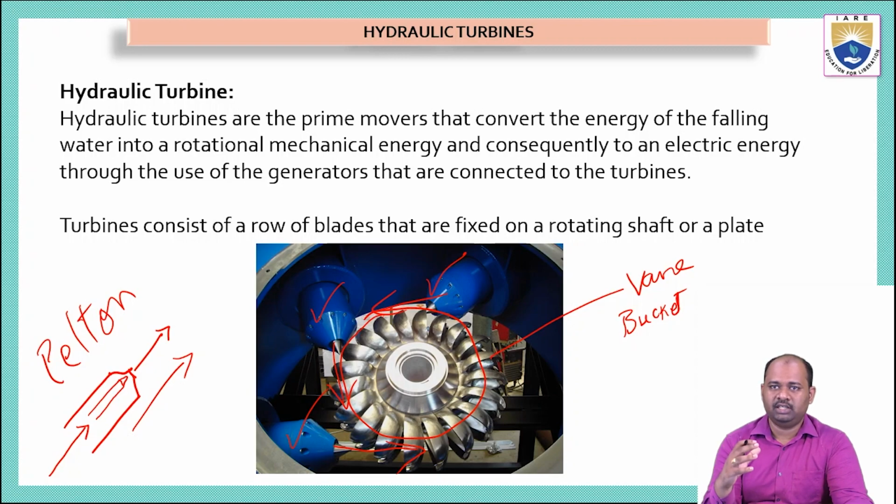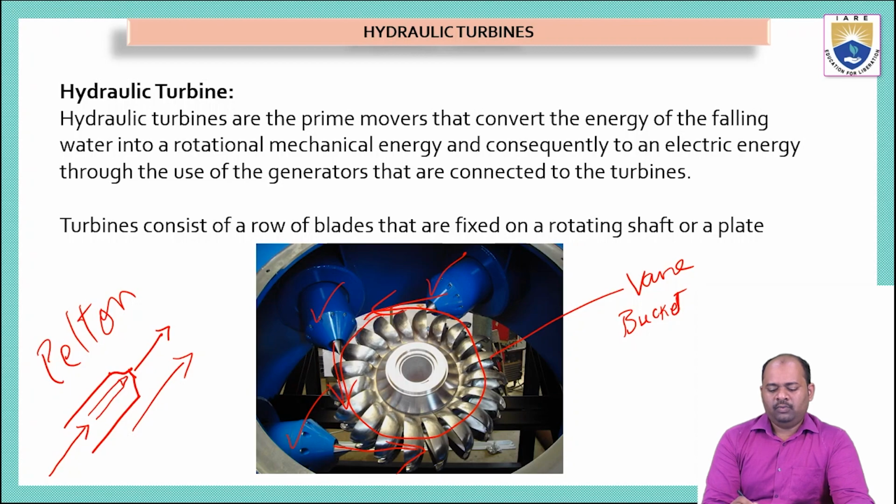So everything is placed in circular motion, and we are forcing the water to touch the plates in tangential direction. So this will make the turbine wheel rotate in clockwise or anti-clockwise direction, depending on the arrangement of the nozzles. Now, the turbine wheel consists of rows of blades that are fixed on the rotating shaft. So these are all fixed tightly. They are made as a single unit.